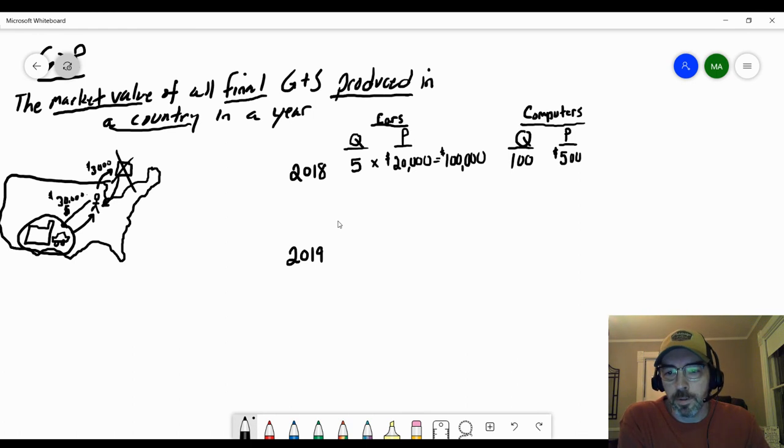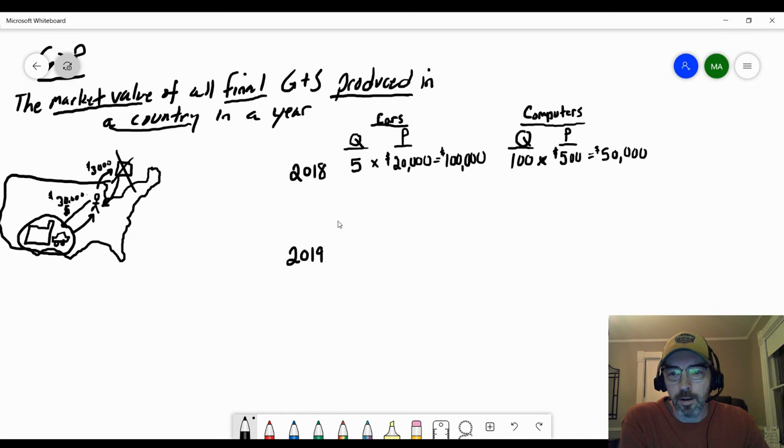We'll do the same for computers. 100 computers times $500 each. That would be $50,000. Okay. So $50,000 worth of computers and $100,000 worth of cars. So what's the total value of everything produced in the country? If it's just cars and computers, then it's as simple as $100,000 in cars plus $50,000 in computers.